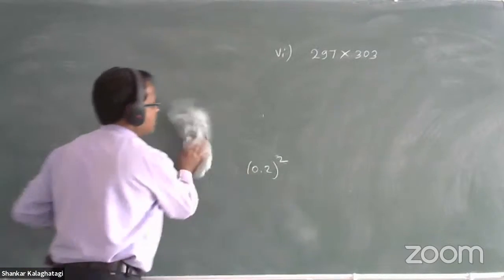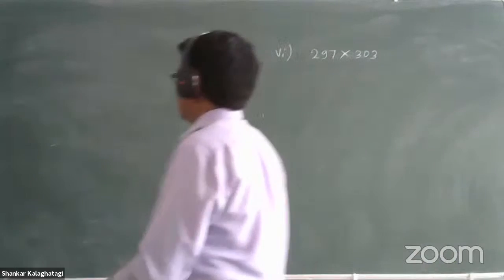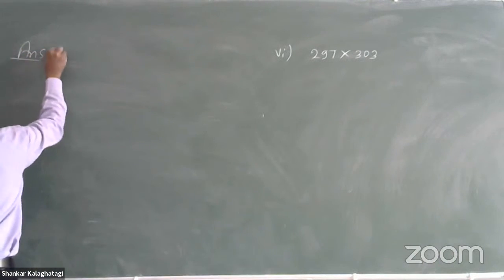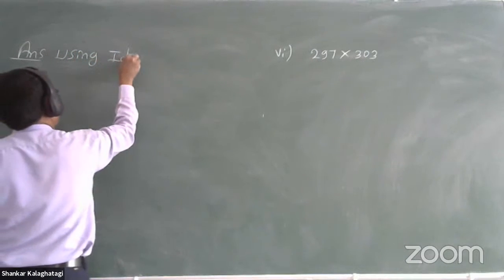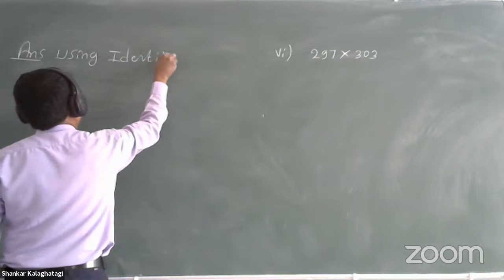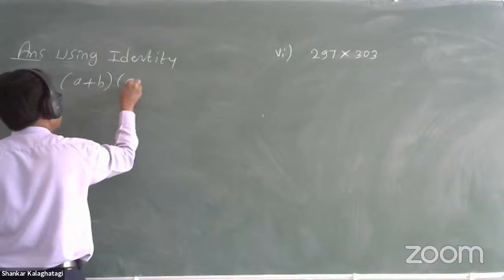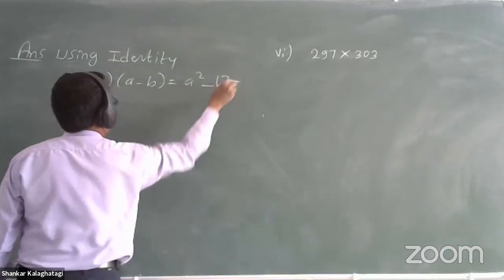A plus B, A minus B you can use here. Using the identity A plus B into A minus B equal to A square minus B square.